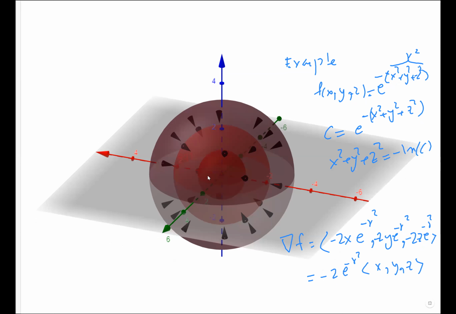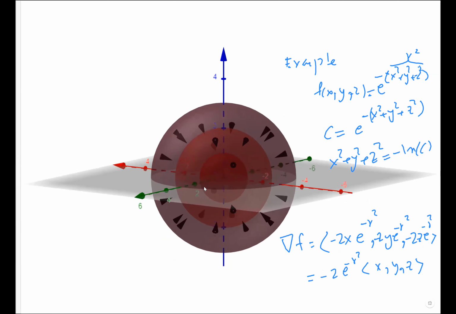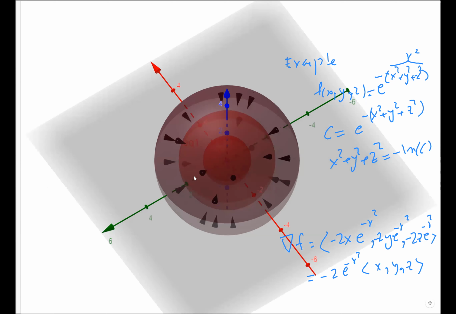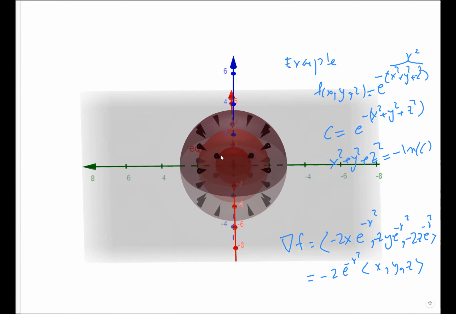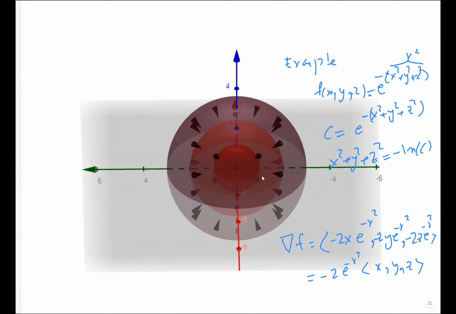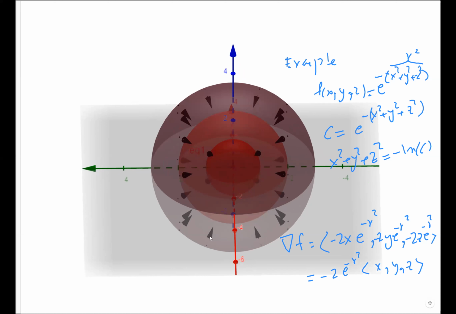So you can see the length of the gradients here. And you can see the length of the gradient and the normal to the surface.